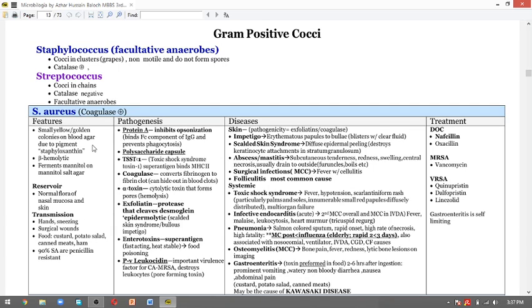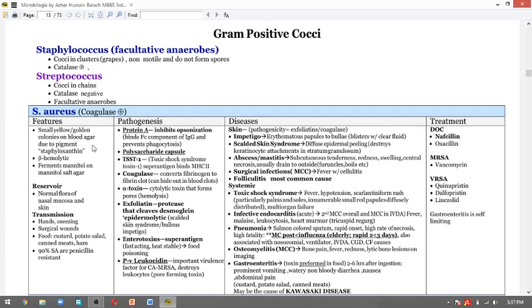Beta hemolytic. We know that when we grow these bacteria on the agar and make the culture, it gives complete hemolysis. It ferments mannitol on the mannitol salt agar. It is part of the normal flora of the nasal mucosa and skin. It is found in the vestibule of the nose, in most humans.